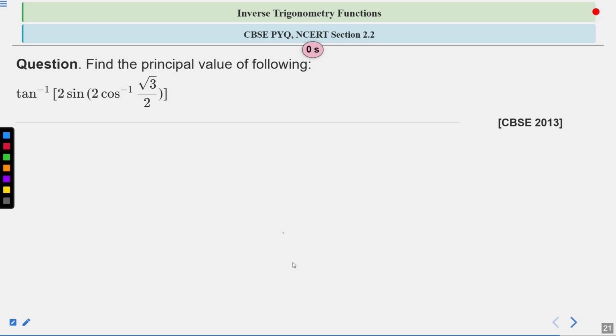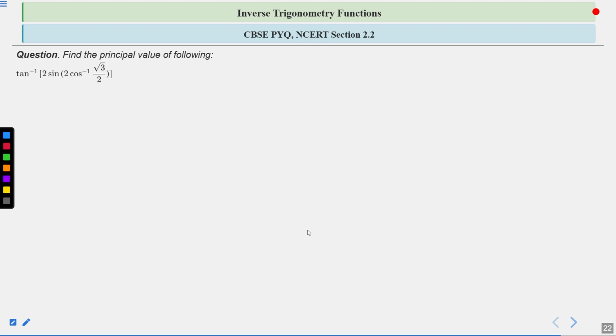Okay, let us move to the solution part. The question says find the principal value of the following, and the question is tan inverse 2 sine 2 cos inverse root 3 by 2, right? We have to find the principal value of tan inverse 2 sine 2 cos inverse root 3 by 2. How can we find it? So let us move to the solution part.